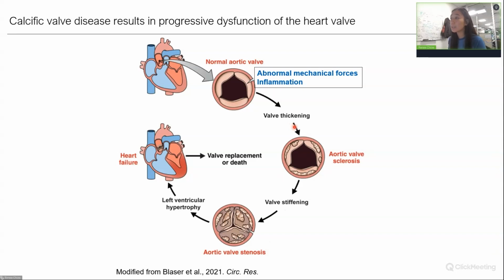As the disease progresses, you get calcium deposits and changes in the extracellular matrix, and this leads to valve stiffening. At this point, the valves no longer close properly, and you get backwards flow of blood in the heart. This leads to further cardiac complications, and unless you replace the valve, this eventually leads to death.